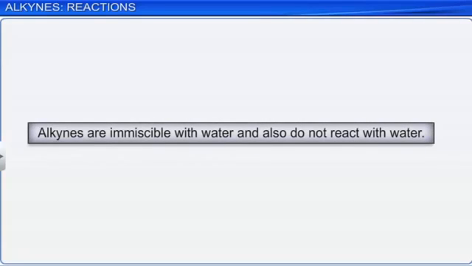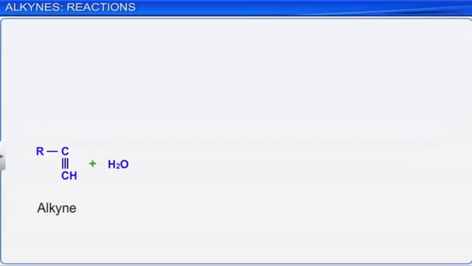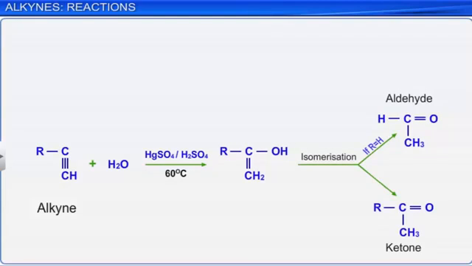Like alkanes and alkenes, alkynes are also immiscible and do not react with water. However, in the presence of dilute sulfuric acid and mercuric sulfate at 60 degrees Celsius, alkynes add 1 water molecule to give aldehydes or ketones.